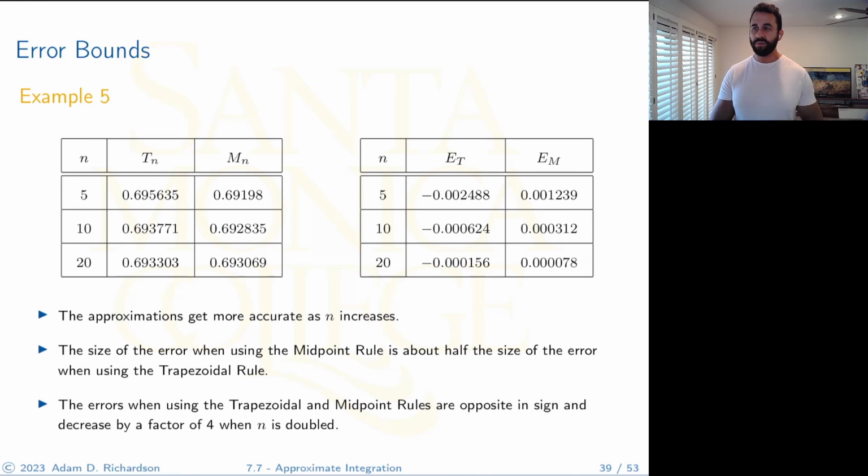So in this case, the midpoint rule is actually more effective than the trapezoidal rule when it comes to approximating integrals. We can see some patterns in the results, right? We've got opposite sign. The midpoint rule seems about twice as effective with the same number of subintervals, and so on. So let's see what the actual error bounds are.